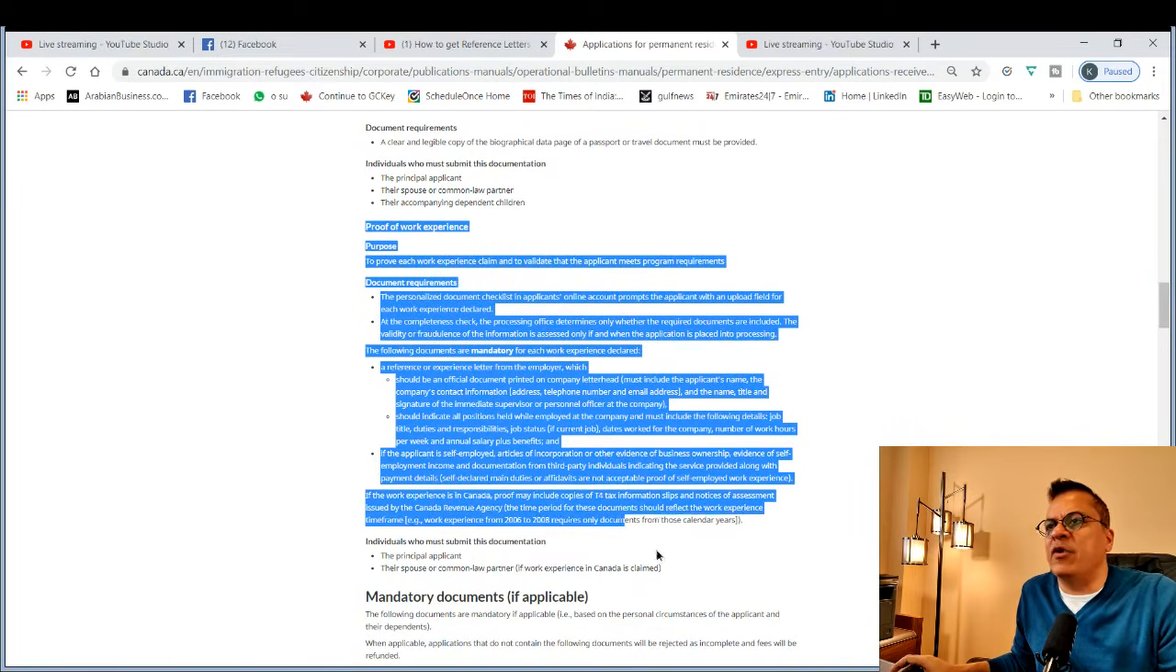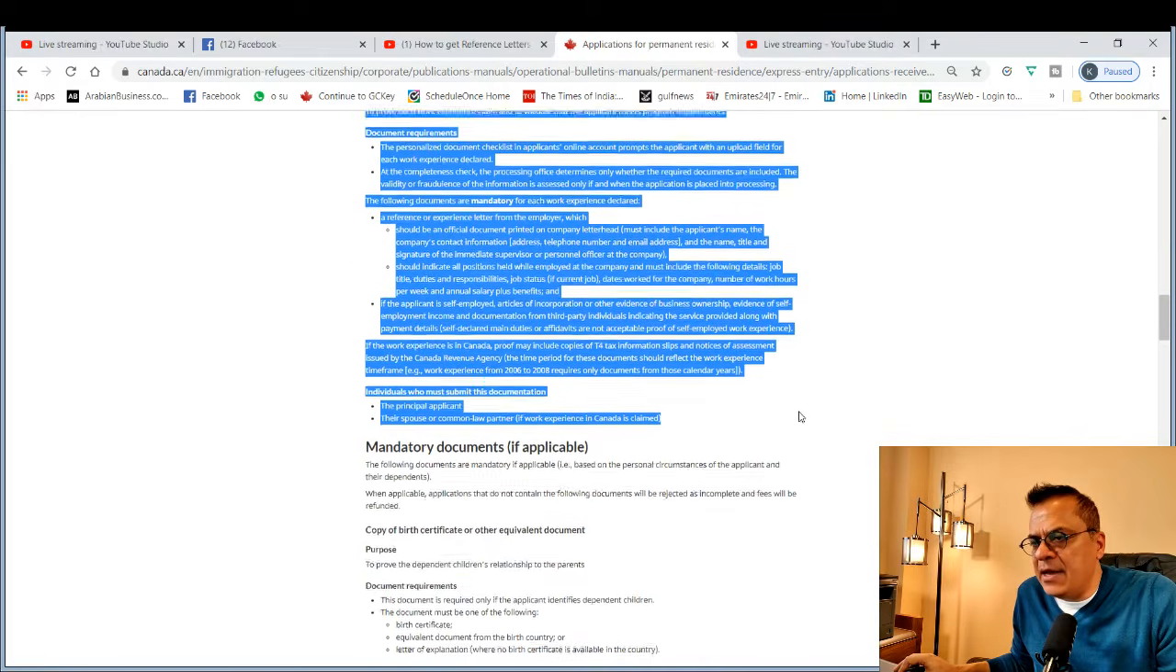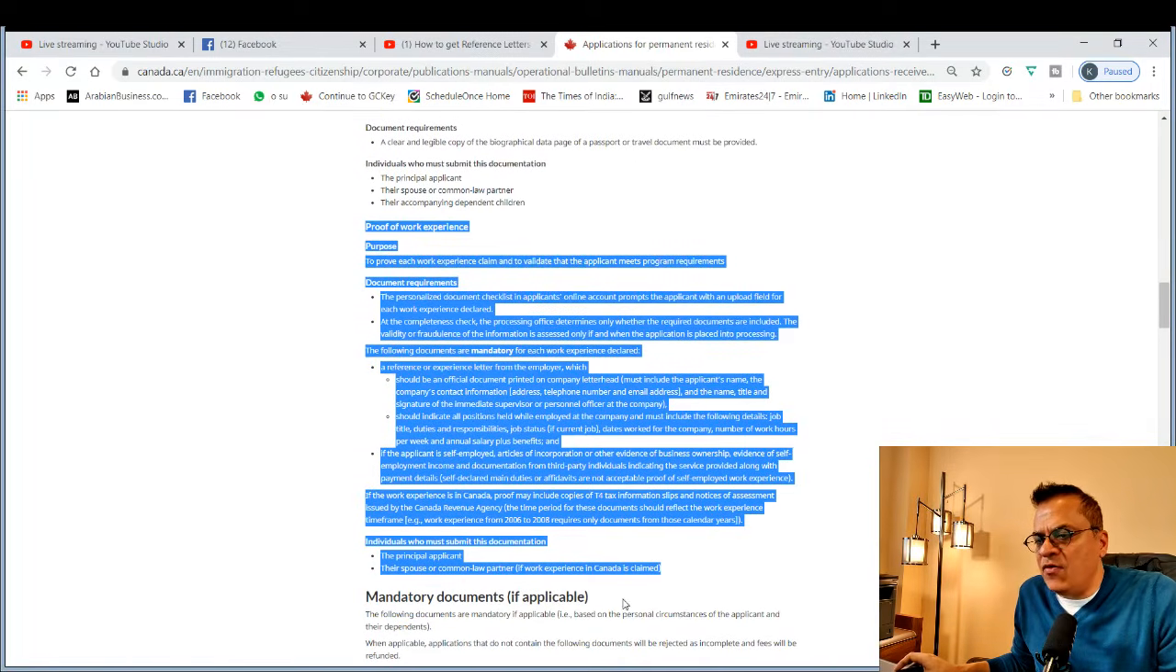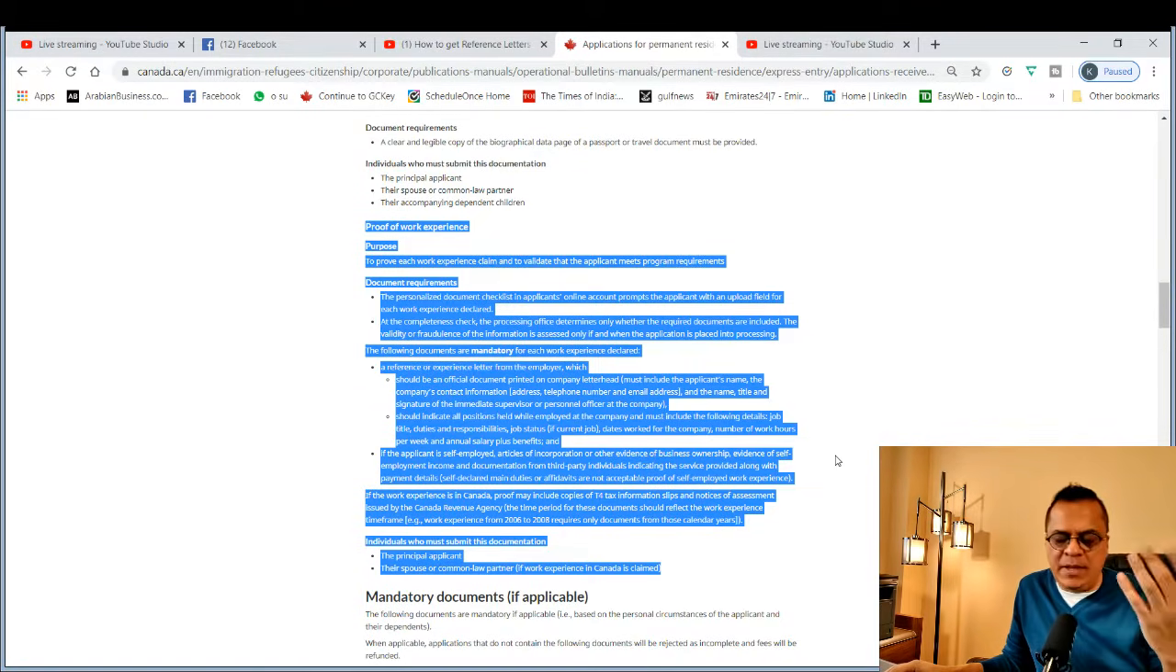Here is where the entire description of proof of work experience is mentioned by CIC to state this is what you need in order for your application to pass the completeness check, and from there on we go into what we refer to as assessment. That will be under A11.2. Now A again means Immigration and Refugee Protection Act, section 11 subsection 2.